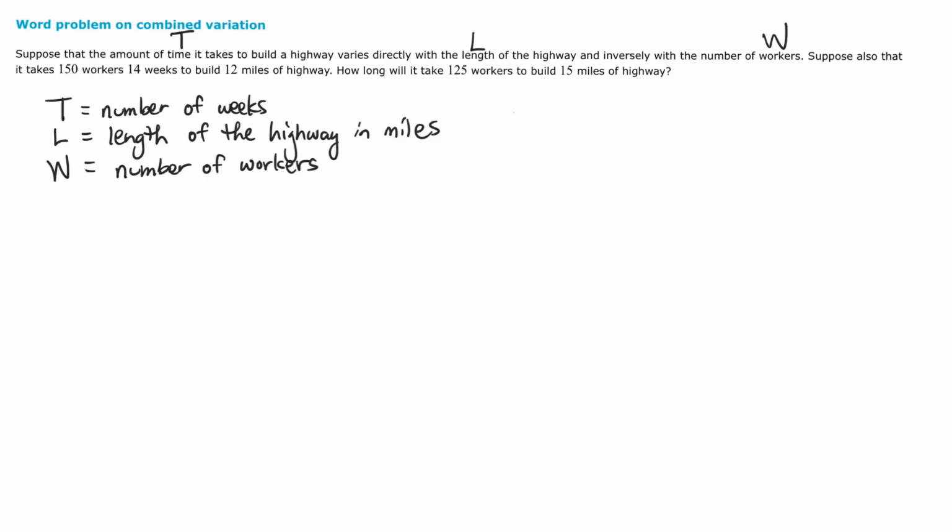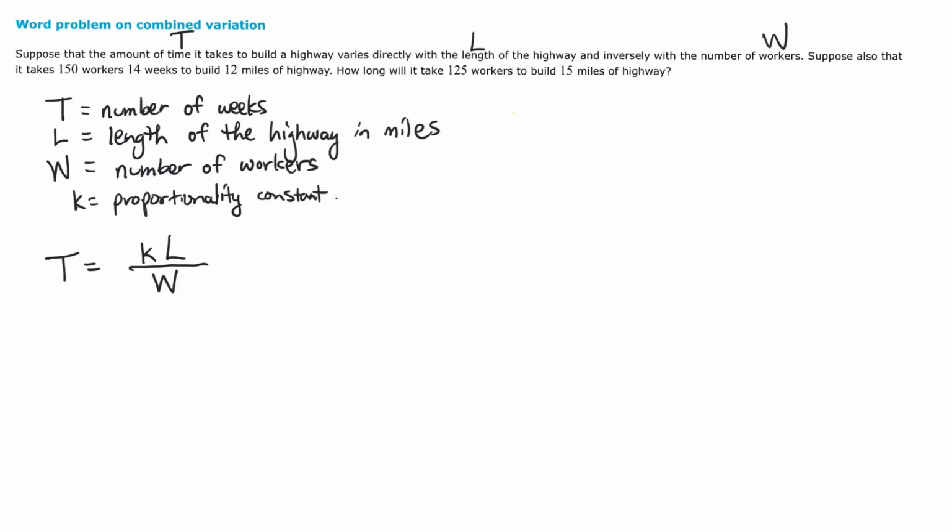Let's read that first sentence again. The amount of time it takes to build a highway varies directly with the length of the highway and inversely with the number of workers. We're going to need a proportionality constant as well. That very first sentence says T varies directly with the length of the highway and inversely with the number of workers. So that's the first sentence.